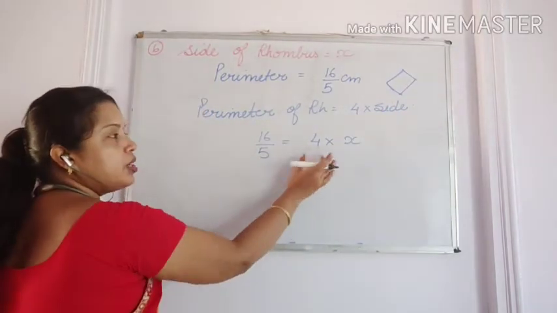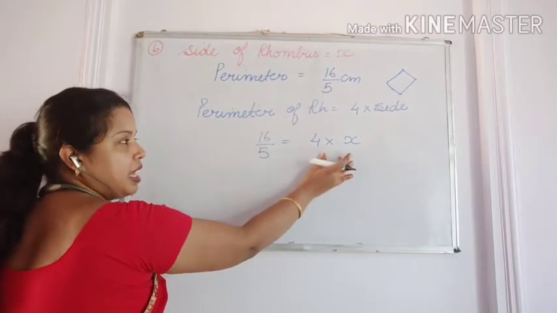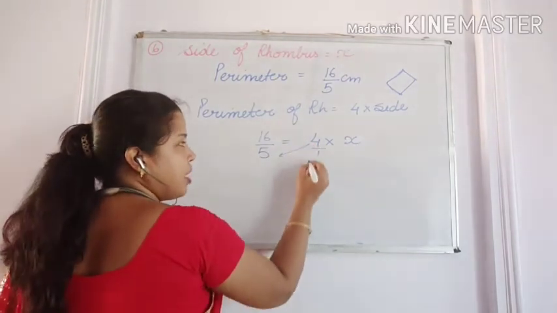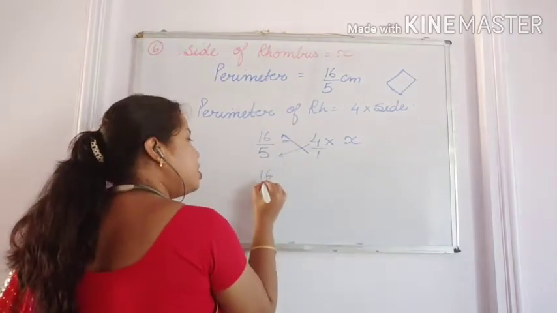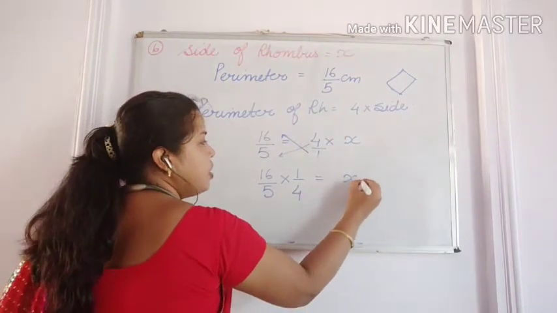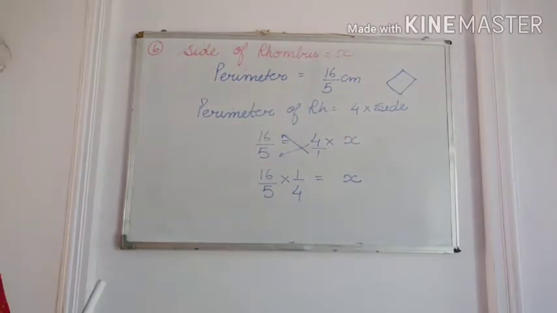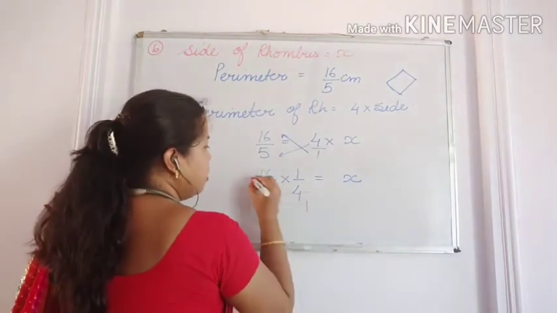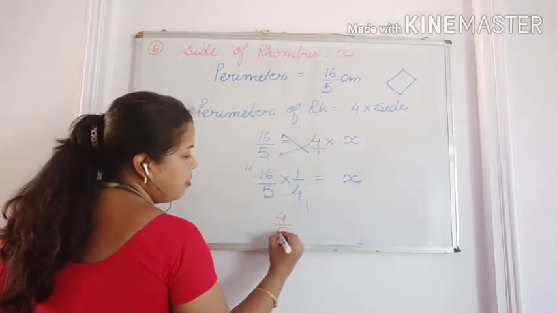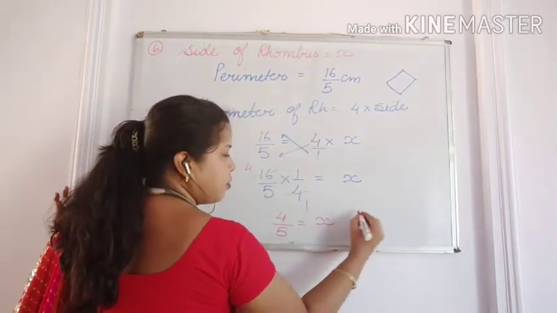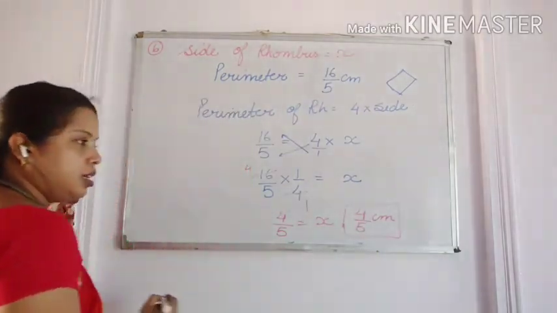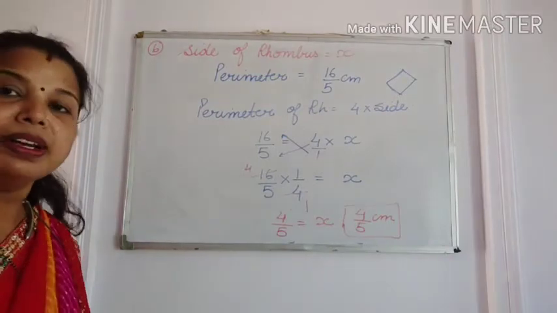Okay, see students, in the linear equations we have done last, when there is multiplication, this 4 goes down in division. Nothing else is here, 1, so 1 will go up. So 16 upon 5 multiplied by 1 upon 4 equals x. It may be divisible by any value. Yes, 4 1 goes, 4 4 goes, 16. Multiply, the answer is 4 upon 5. So the side of the rhombus is 4 upon 5 centimeter. Better keep the unit. Okay. That is the answer of question number 6.